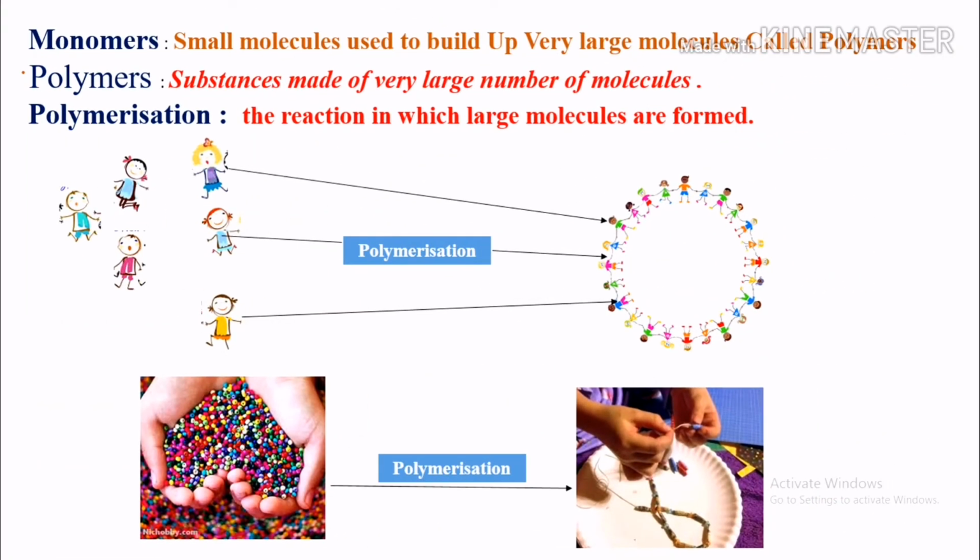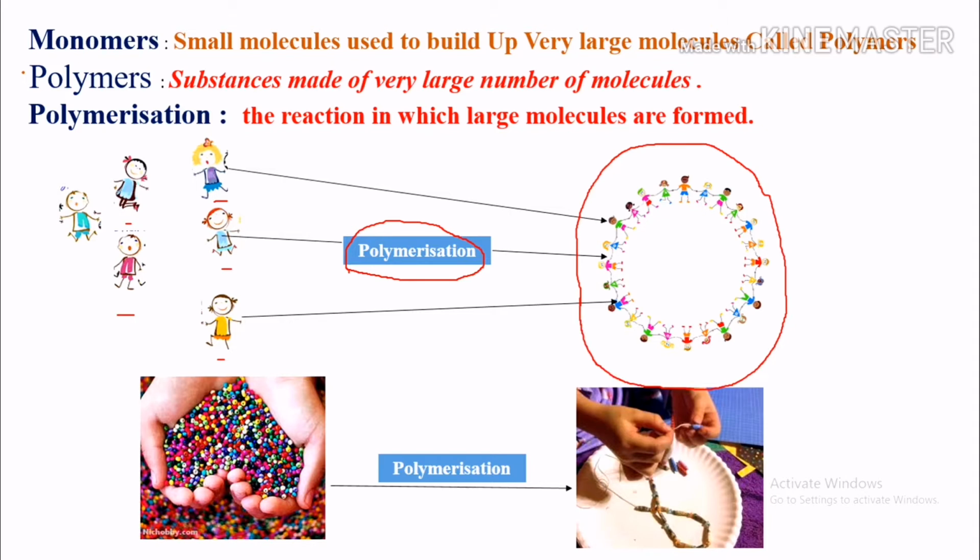At first, we will start to know what is the meaning of monomers. Monomers are small molecules used to build up very large molecules called polymers. So we can say that monomers are the small molecules, like for example each one of the small children, which we start to arrange them in polymerization process to make large molecule. The large molecule is known as polymer.